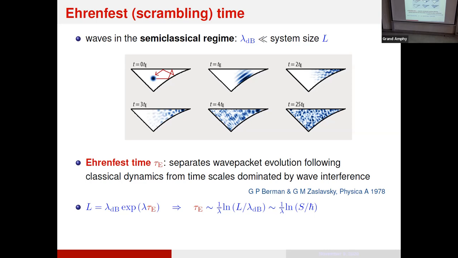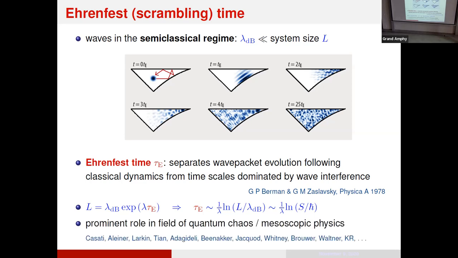can, of course, resolve for T_E, and you see it depends on one over the Lyapunov exponent, a purely classical quantity, times the log of L over λ_dB. Well, this is again our semiclassical parameter S over ħ. So here we see ħ enters, and here chaoticity, and the Ehrenfest time includes both. Another important thing to remember is that it depends logarithmically on S over ħ. So it's usually a rather short time scale.